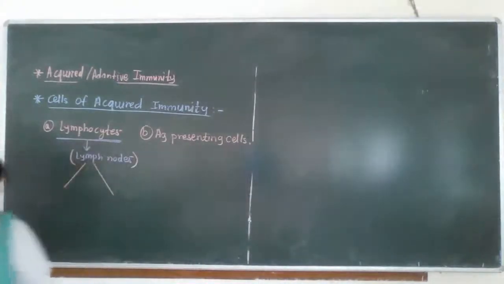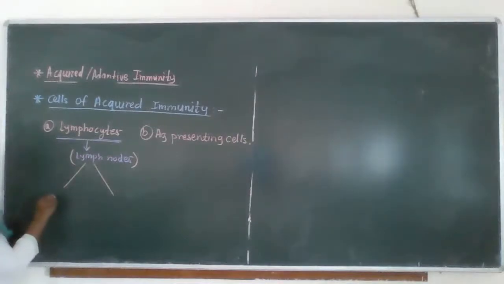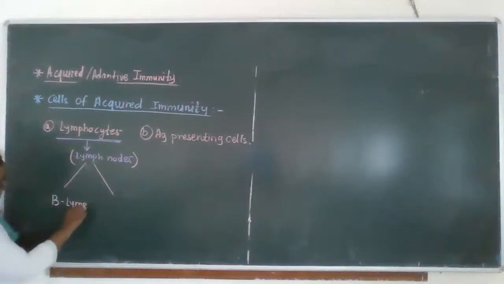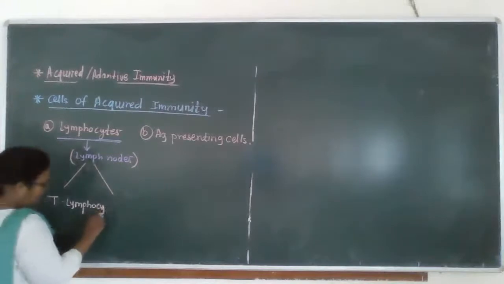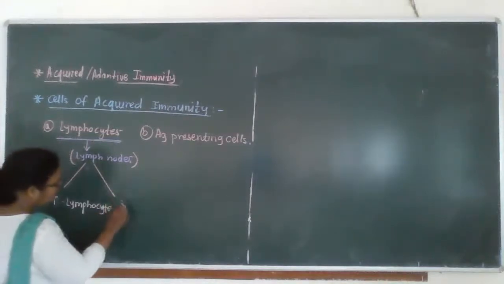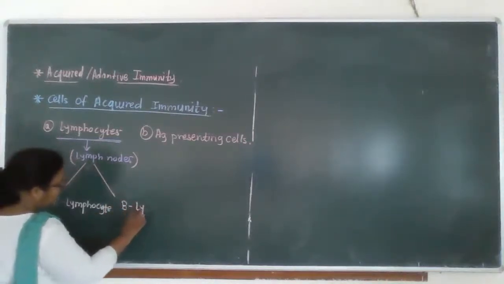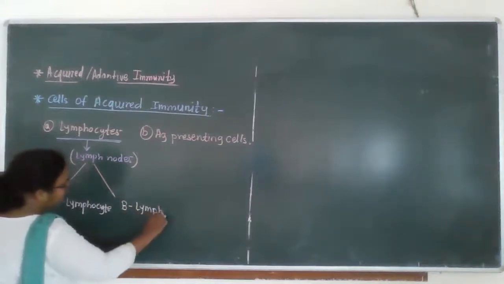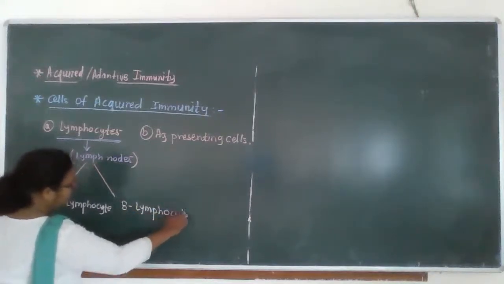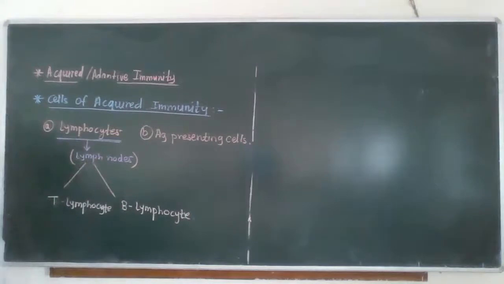So there are 2 types of lymphocyte. One is the B lymphocyte and the other one is the T lymphocyte. First of all, we will study the T lymphocyte, and then the B lymphocyte. First, we will study how the cells get formed.